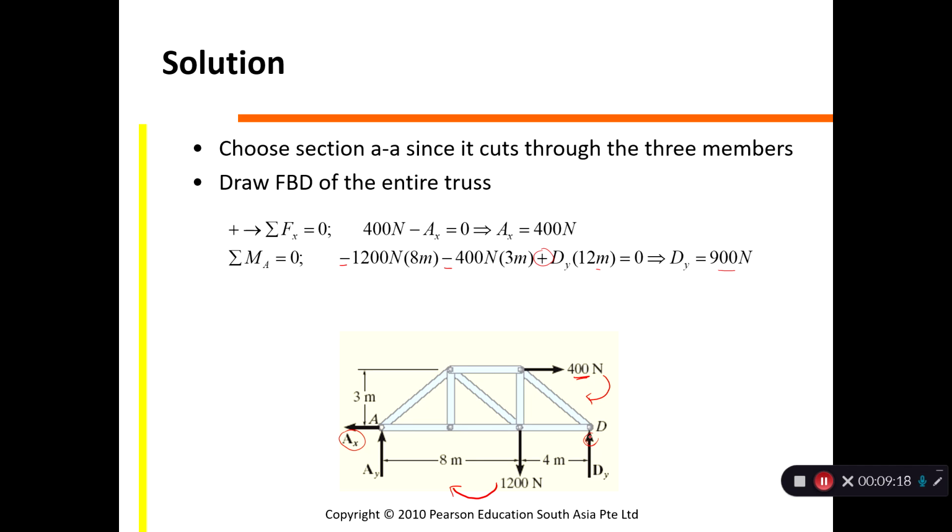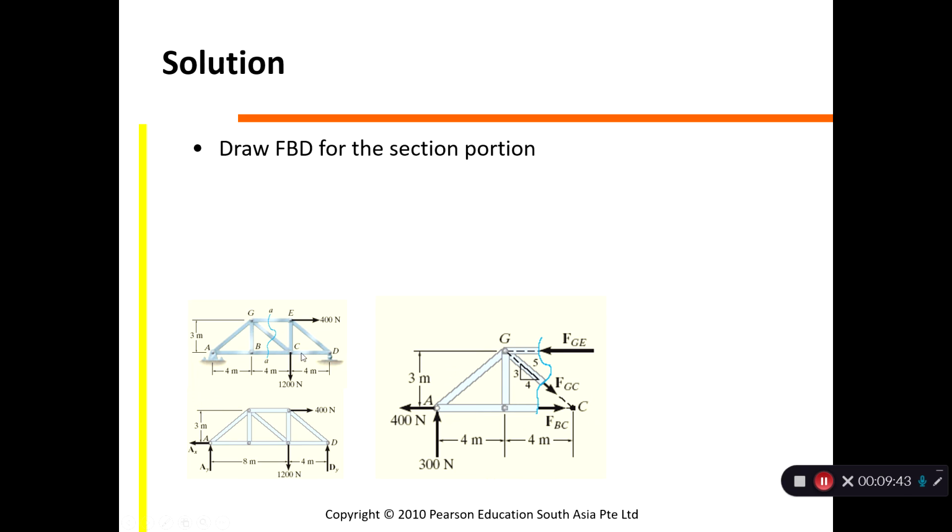Now we have DY. I guess you can do the sum of forces in the Y direction. Should be quite easy. So AY we assume is positive, minus this, what else? Plus 900. And you get a positive answer. That means this is the correct sense, the correct direction. So once we have solved the external forces, this is the original diagram, and this is with the external forces.